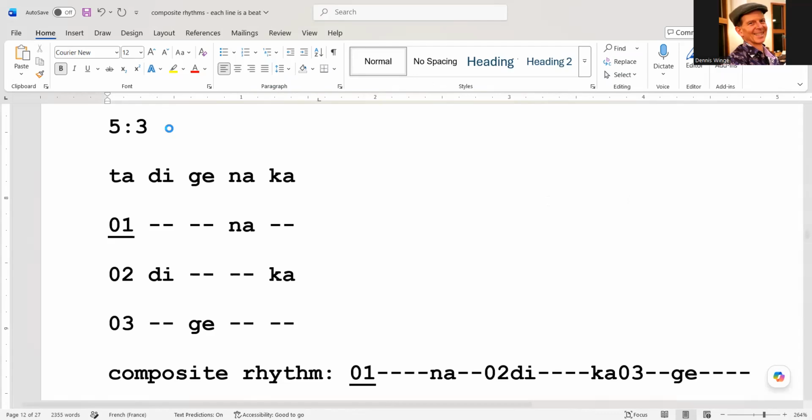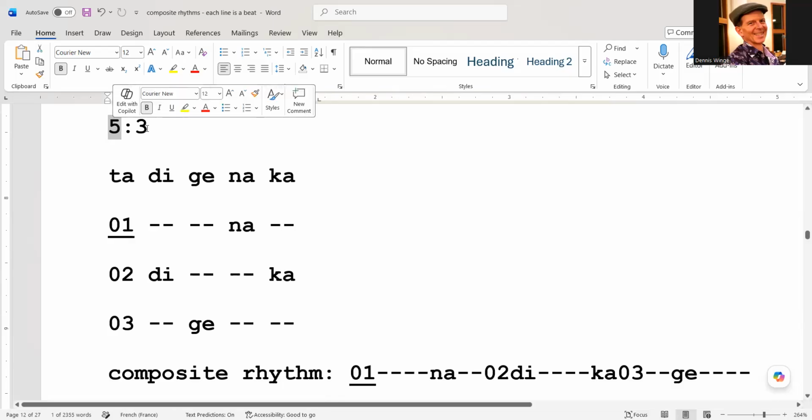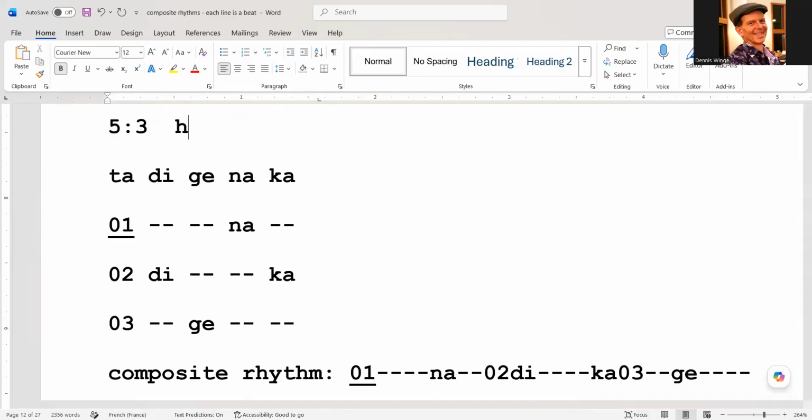Before we do that, I need to explain what this all is and how we're going to do this. 5 to 3 means 5 notes over 3 beats. If you're clapping, let's say, clap the number of notes. I'm going to put the letter H over the number of foot taps, which is the number of beats. I'm going to put F. So this 5 to 3 means 5 claps over 3 foot taps.